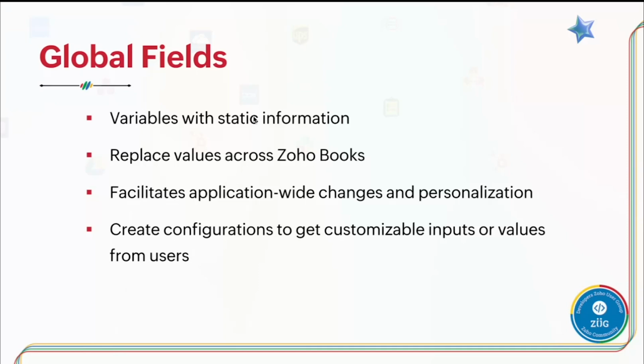The global fields are variables that store static information which can be used anywhere across the extension. The global fields are custom fields that users can create and apply within multiple modules in Zoho Books. These fields provide flexibility in capturing additional information based on your business needs, apart from the default fields provided by Zoho Books. Let's see a couple of scenarios where the global fields can be helpful.